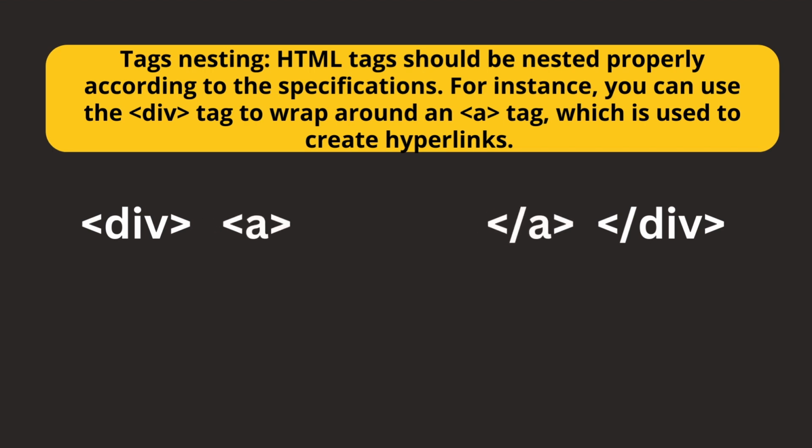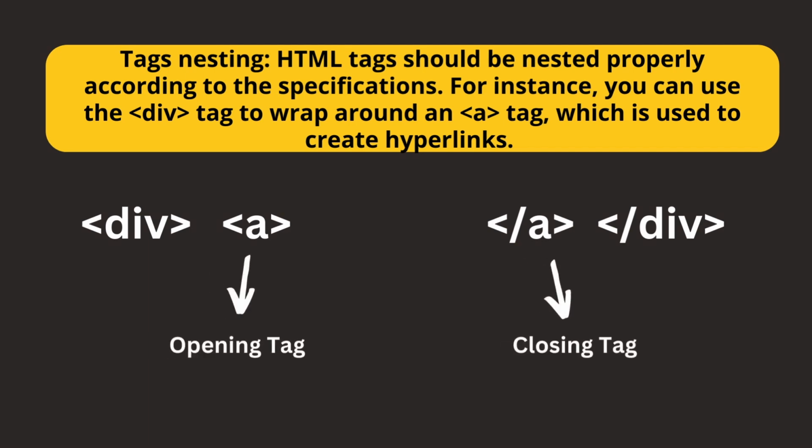HTML tags should be nested properly according to the specification. For instance, you can use the div tag to wrap around an A tag, which is used to create hyperlinks. This ensures that your web content is organized and structured correctly.